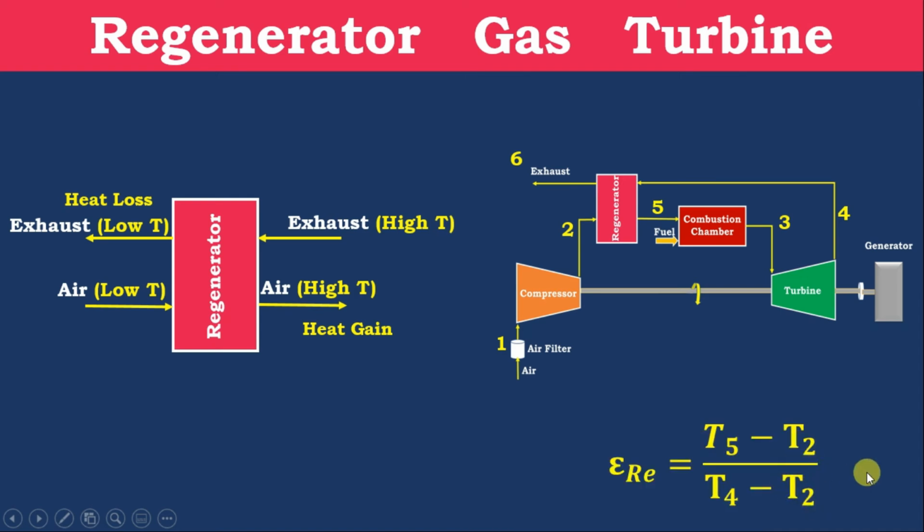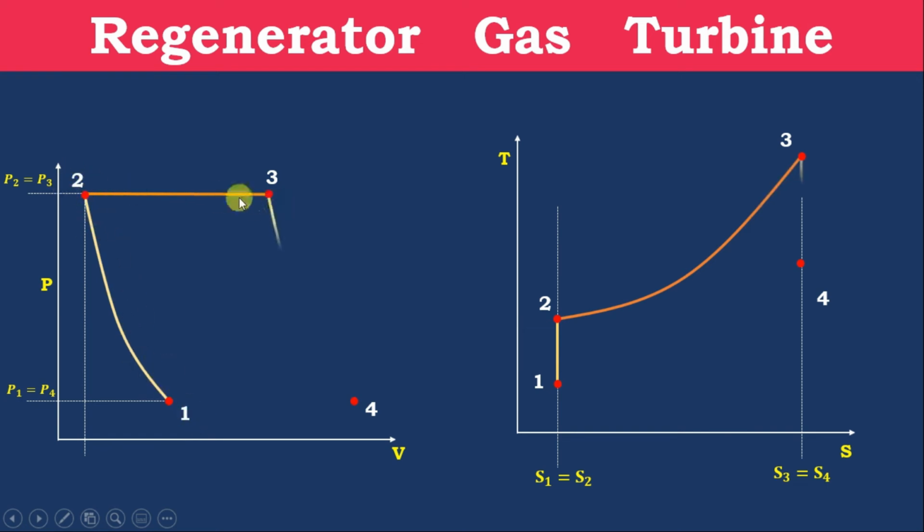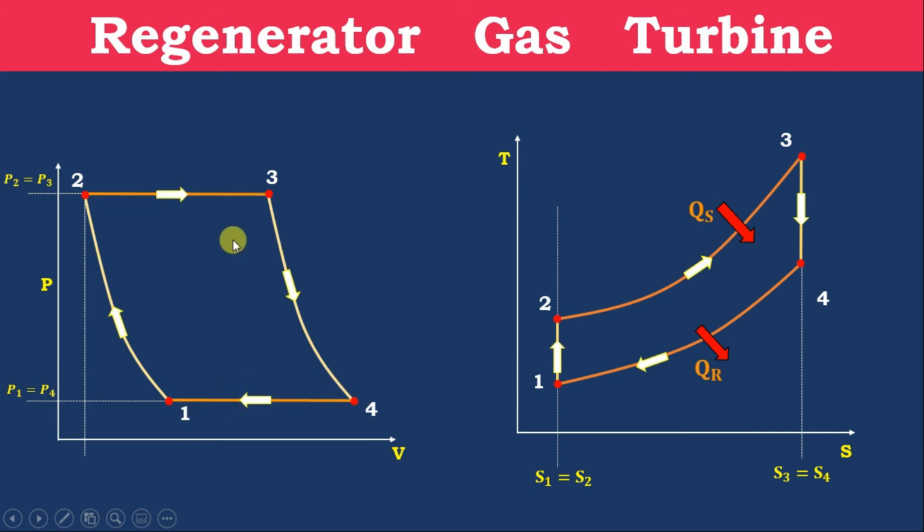Now we will discuss the effect of the regenerator on the PV and TS diagram of the simple gas turbine engine. We know that 1 to 2 is isentropic compression in the compressor, 2 to 3 is constant pressure heat addition in the combustion chamber, 3 to 4 we have isentropic expansion in the turbine, and 4 to 1 is constant pressure heat rejection. And we know that between 2 and 3 we have the regenerator, as we discussed. So what is the purpose of the regenerator? To increase the inlet temperature of the combustion chamber so that it will reduce the heat given to the gas turbine.